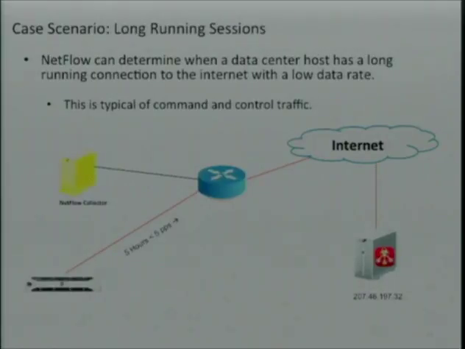Long-running sessions: this is the low and slow data exfiltration or communication to a command and control server. NetFlow can determine a long-running session to the internet from a data center host. In this example, the data center host has flows lasting 5 hours and is only sending 5 packets per second. This is something you're going to want to investigate further, and it is anomalous behavior in the network.